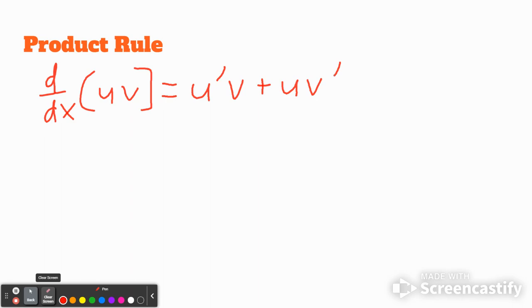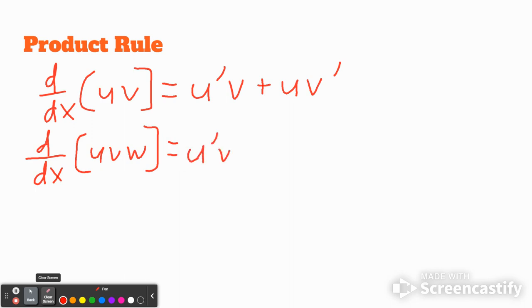And to extend this to a product of more than two factors, if we have a function of this form, u times v times w, the derivative of this function would be u prime times v times w plus u times v prime times w plus u times v times w prime. So you kind of go down the line with the respective derivatives of each factor.